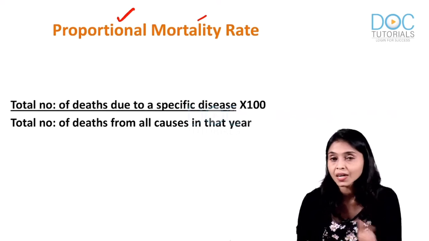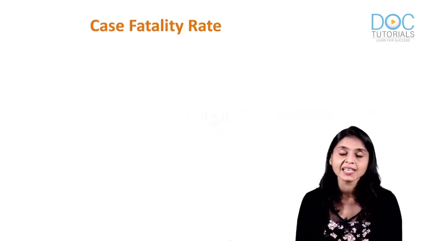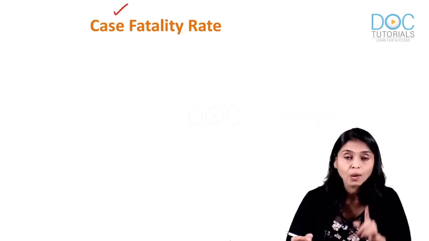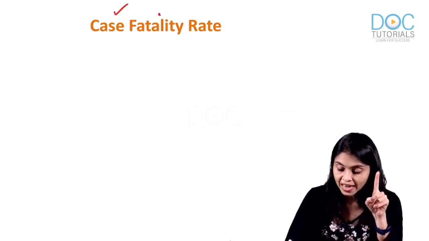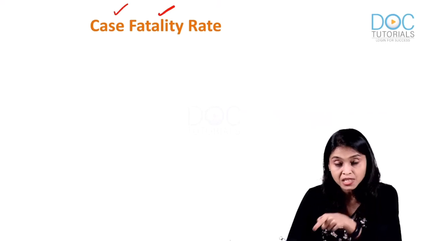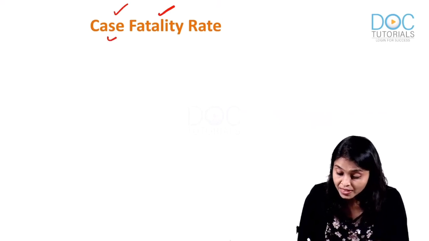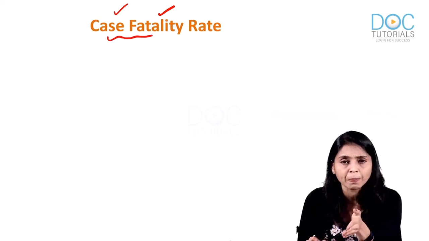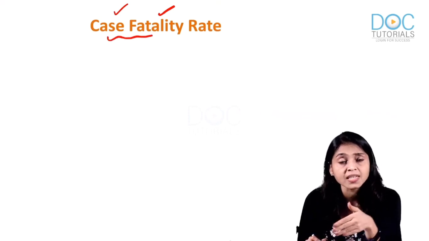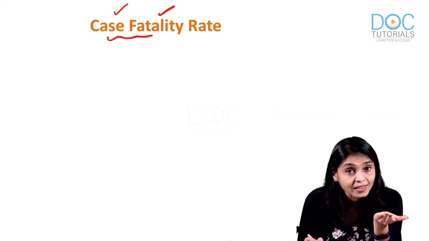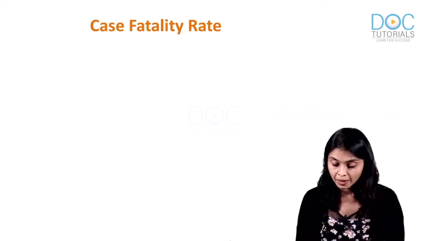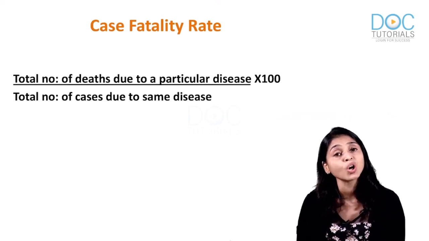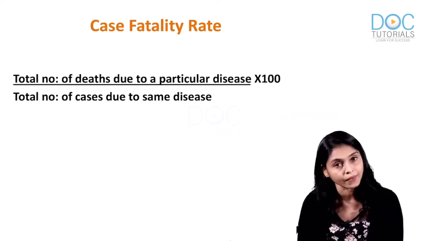Okay, so simple. Moving on to the next, case fatality rate. As the name indicates, what do you mean by case? One particular disease. Fatality, death. Then what would be case fatality rate? Number of deaths caused by one particular disease. So how do you know that? Out of total people who got that disease, how many died? So what is the formula? Total number of deaths due to a particular disease divided by total number of people who got that disease into 100.